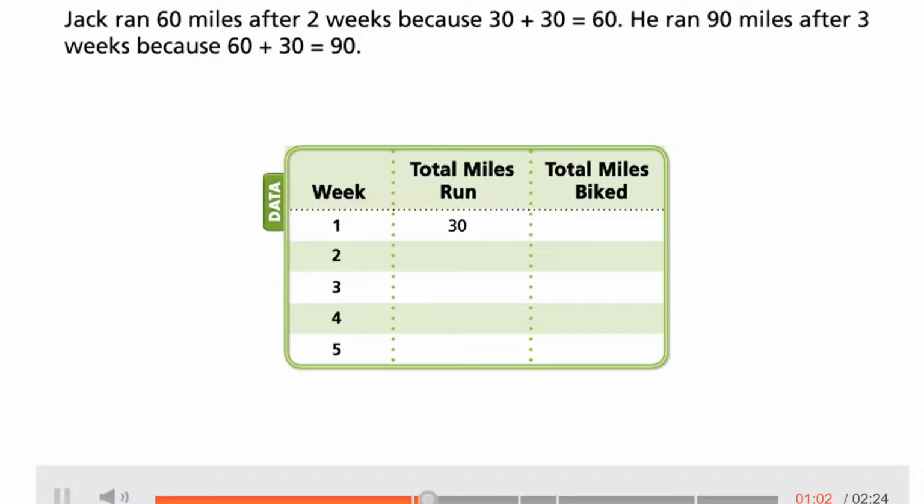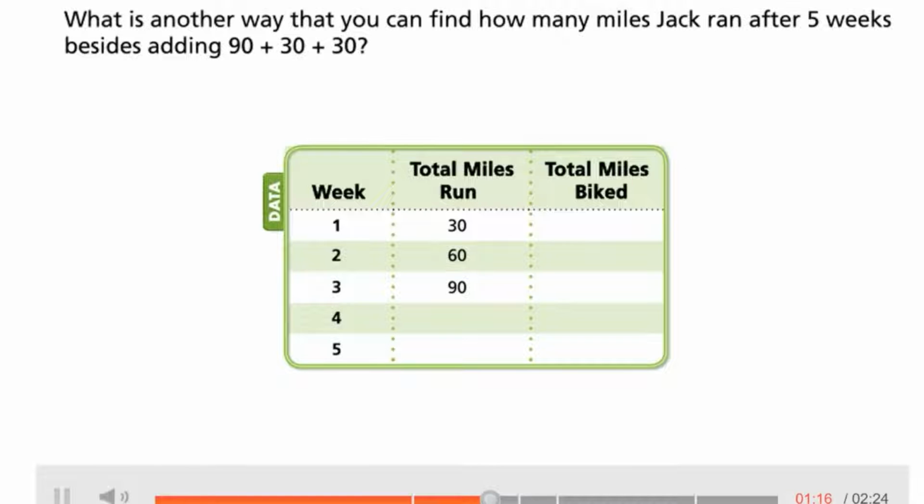Jack ran 60 miles after 2 weeks because 30 plus 30 equals 60. He ran 90 miles after 3 weeks because 60 plus 30 equals 90. What is another way that you can find how many miles Jack ran after 5 weeks besides adding 90 plus 30 plus 30?